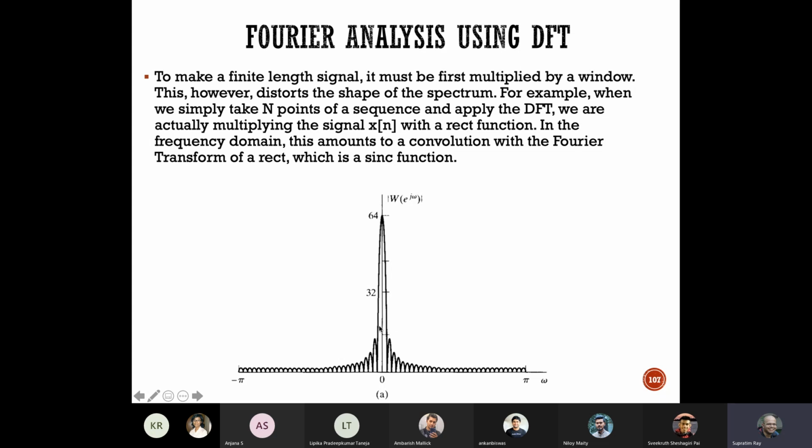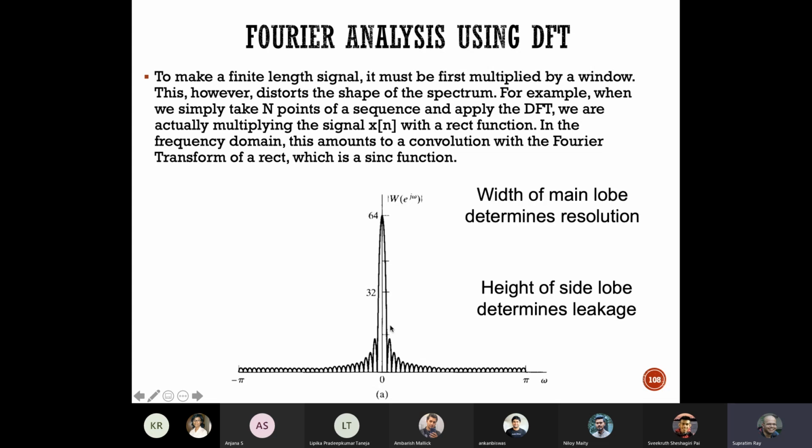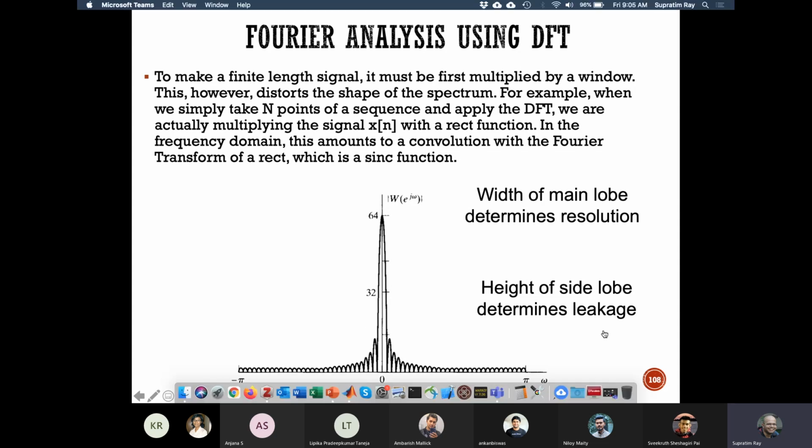Okay, and then there's some width here, the width of the main lobe, which determines the resolution. The fatter the width, the poorer is your resolution. And then there is what is called spectral leakage, which means that some of the power which is at one frequency gets leaked to neighboring frequencies.